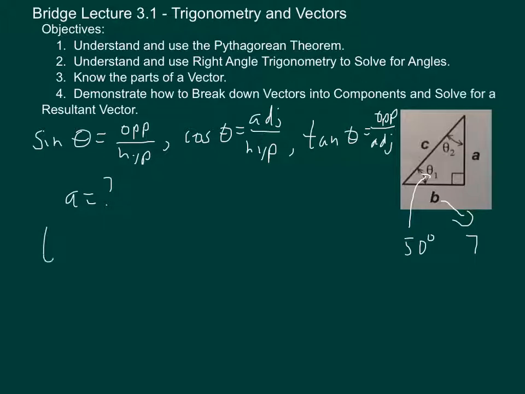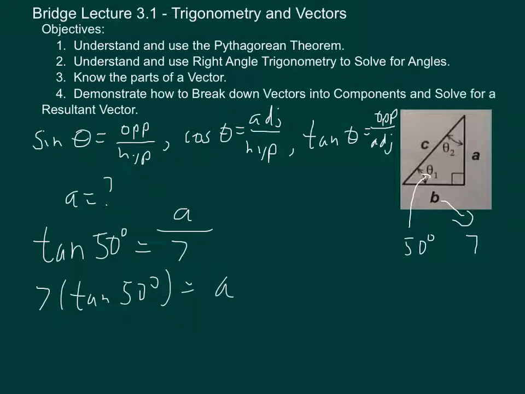So how do we do that? Well, let's start out. Tan of 50 degrees equals the opposite, which is A, over adjacent, which is 7. Well, let's multiply both sides by 7, so we do 7 times tangent of 50 degrees equals A. And we have A equals 8.34.